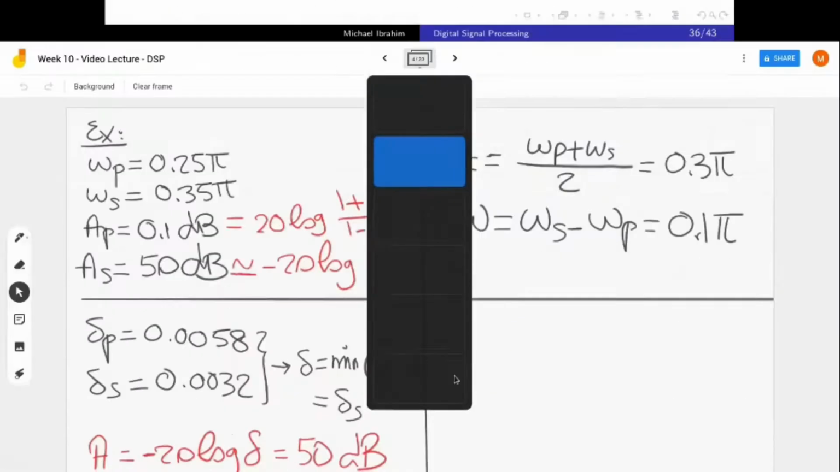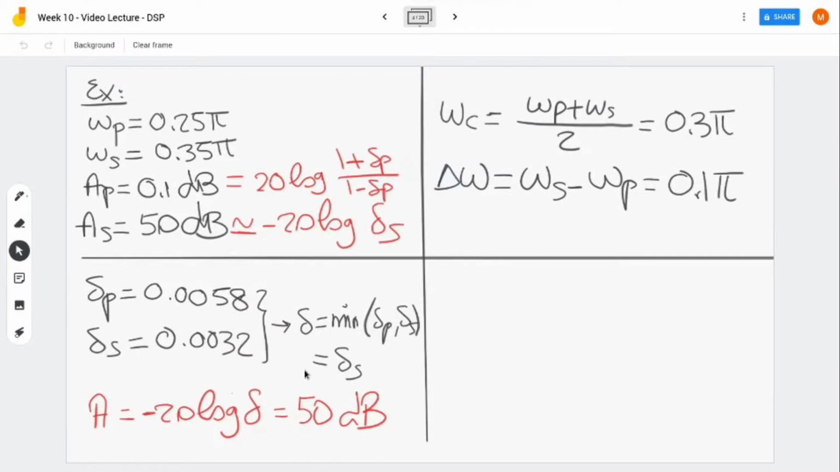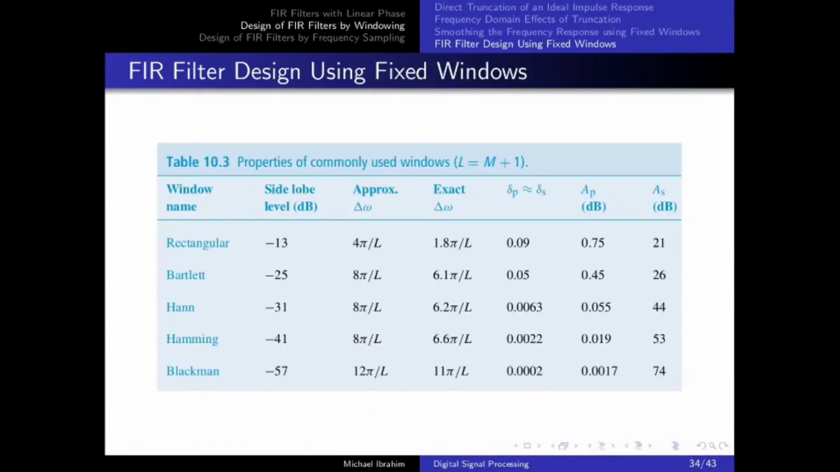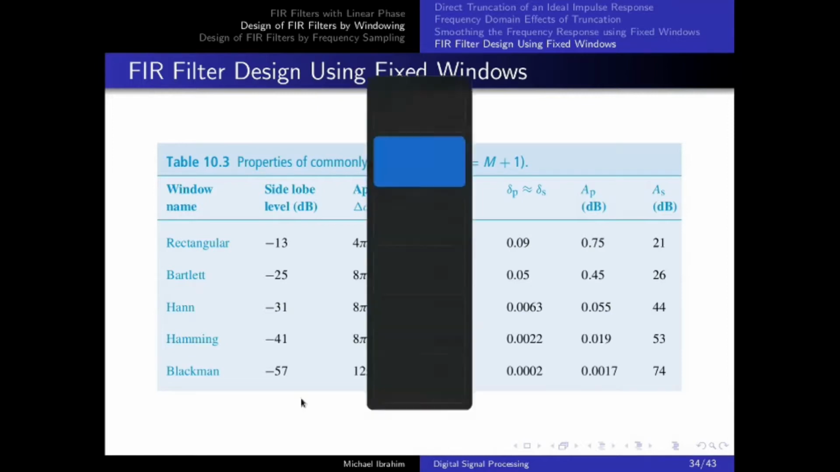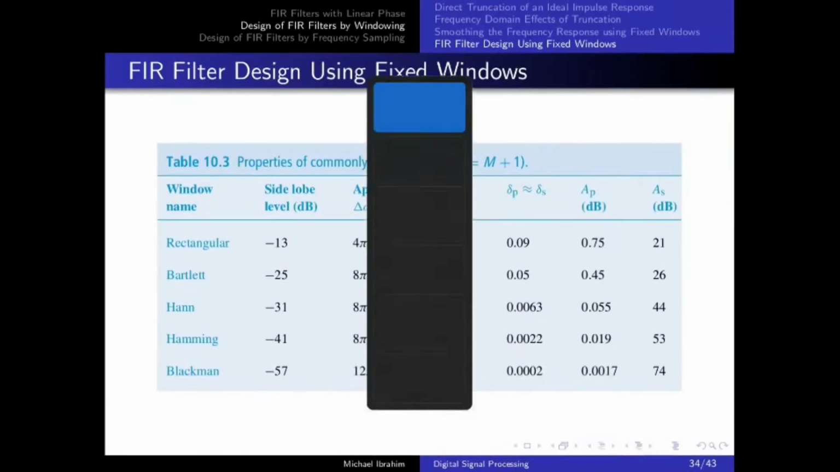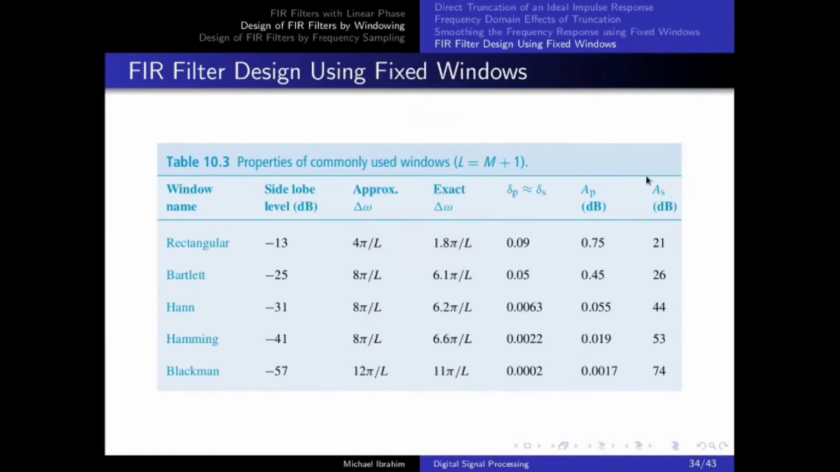Next step, we need to choose a window based on this new stop band attenuation. In order to choose a window, we need to go back to this table. So from this table, which window would provide us with the 50 decibel stop band attenuation we need? If you remember, we need to have a filter whose stop band attenuation, the new value A, is equal to 50 decibel. So looking at A_S, which is the stop band attenuation, we only have two candidates. We can either use a Hamming window or a Blackman.